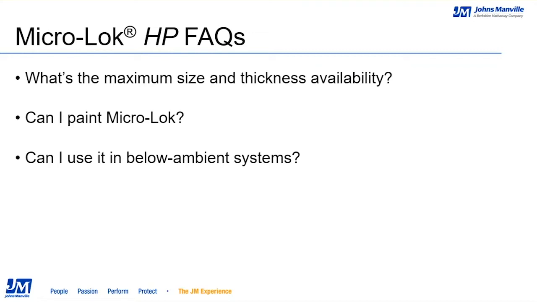And finally, can I use Microlock on below ambient systems? Yes, as long as the operating temperature is above 0 degrees and proper installation practices are followed to ensure a totally sealed system, Microlock HP fiberglass pipe insulation can be used in below ambient systems like chilled water. For applications below 0 degrees, there are other insulation materials besides fiberglass that would be better suited.